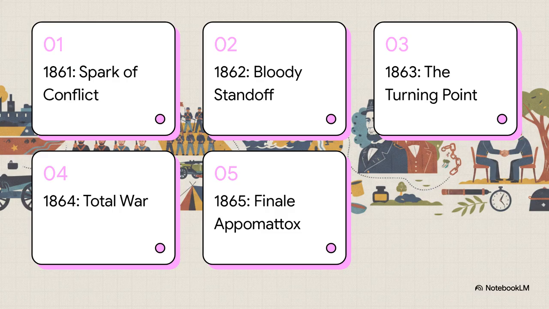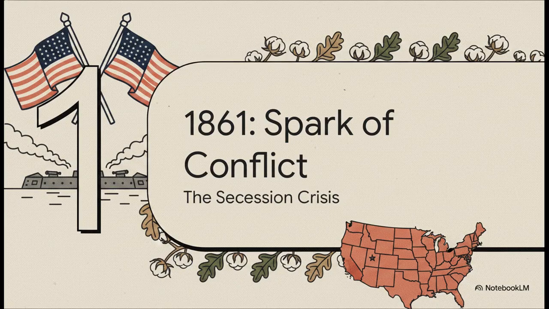All right, here's our game plan. First, 1861, spark of the conflict. Second, 1862, bloody standoff. Third, 1863, the great turning point. Fourth, 1864, total war. And finally, number 5, 1865, finale at Appomattox.